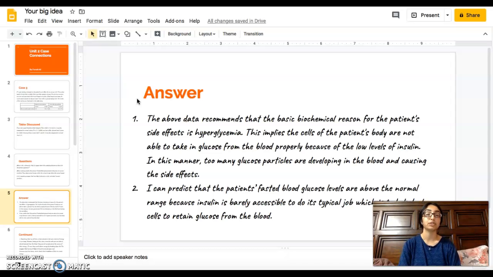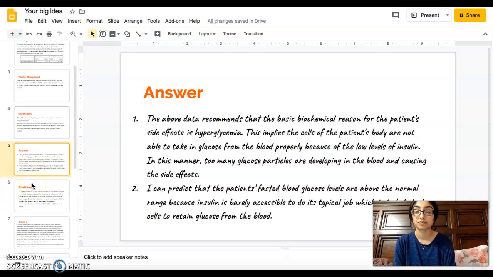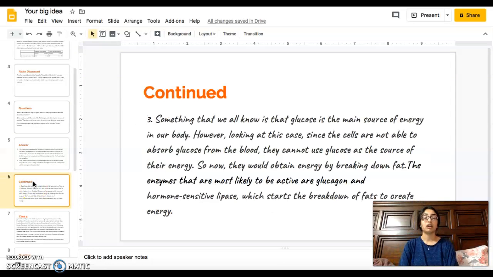I can predict that the patient's fasted blood glucose levels were above the normal range because the hormone insulin is barely there to do its job. Insulin's job is to help the body cells to retain glucose from the blood. Something that we all know is that glucose is the main source of energy in our body. That's how we have energy. It's a very important compound in our body.